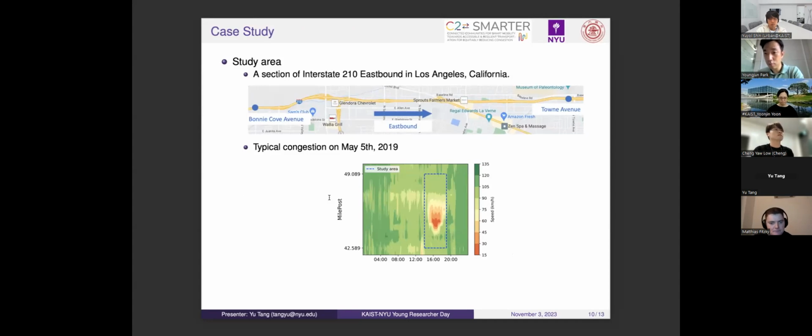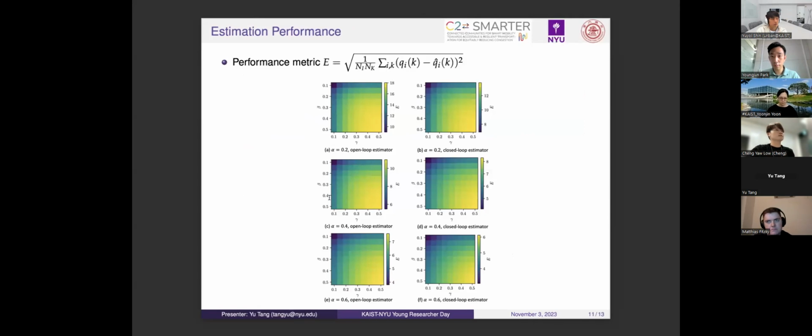And here is our case study. We consider a freeway section of interstate I-210 eastbound in Los Angeles, California. And the following figures show a typical congestion on May 5th, 2019. We first compare the estimation performance. The performance metric is the root mean square error.